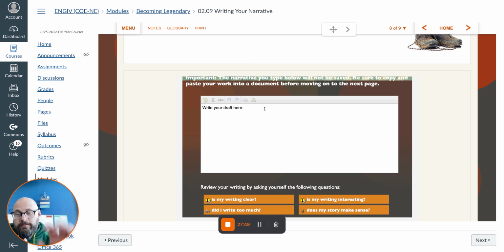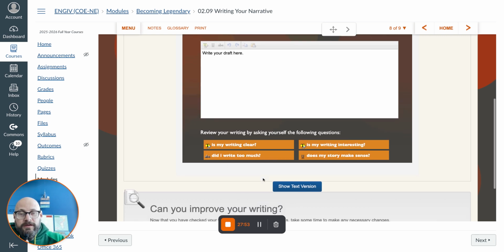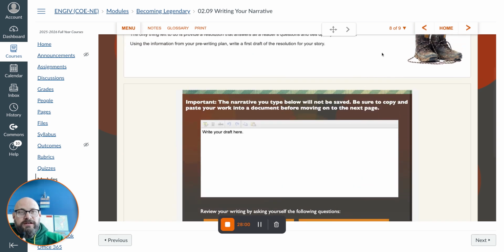So, same thing, plunk your writing down here, ask yourself these 4 questions, take any editing action that seems appropriate, make sure you save all of your text.